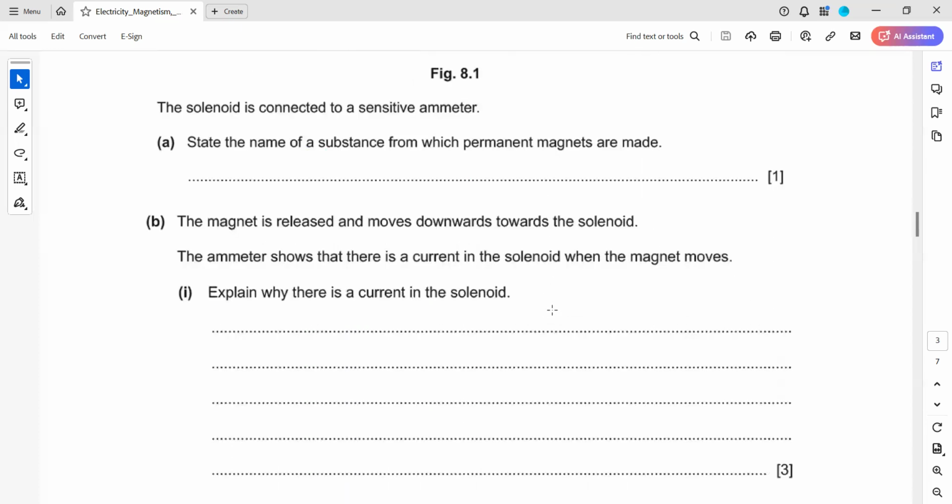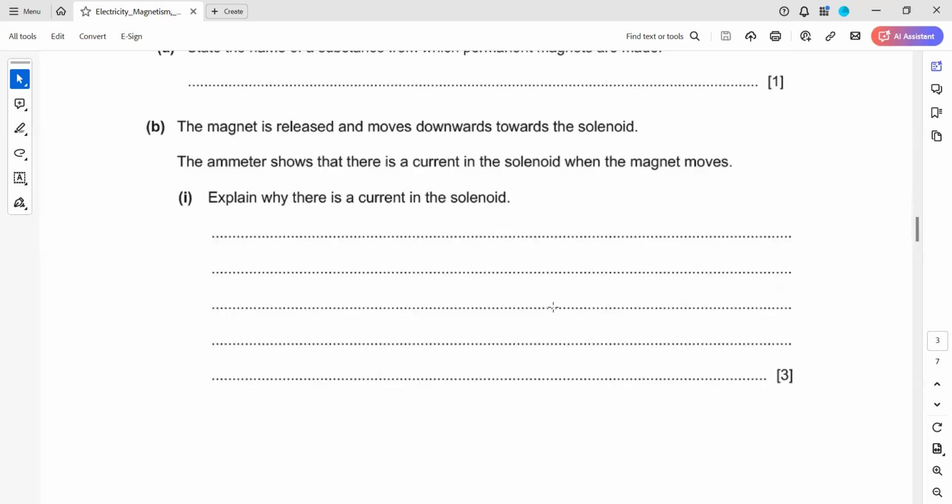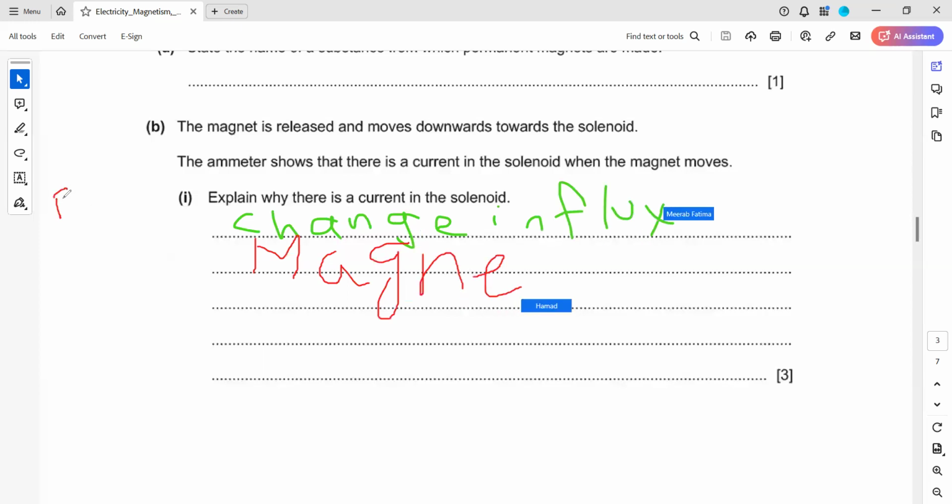The magnet is released and moves downward towards the solenoid. The ammeter shows that there is a current in the solenoid when the magnet moves. Explain why there is a current in the solenoid. So you have to explain what? You have to explain electromagnetic induction.